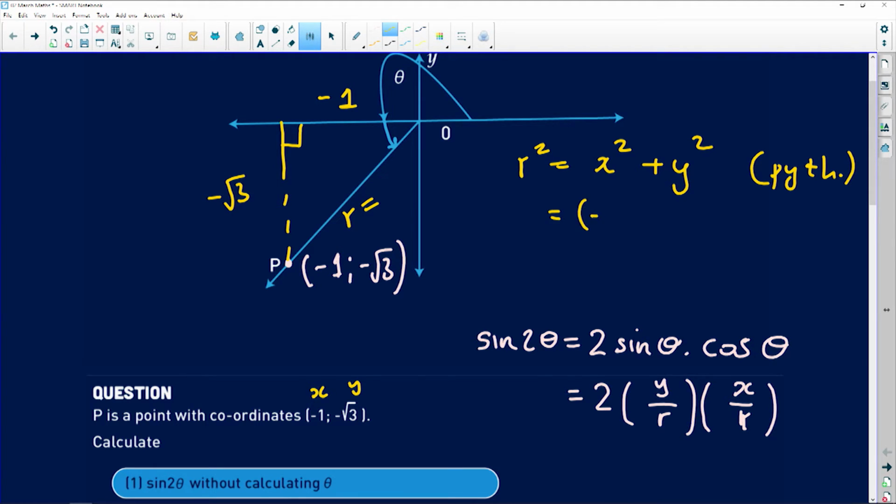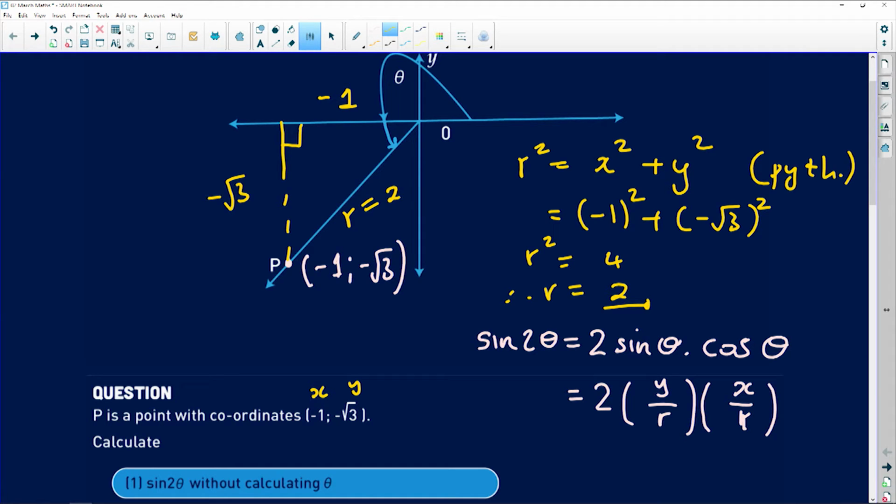So if you sub in your x value, which is -1 squared, and you sub in your y value, which is minus the square root of 3 squared, and then you work this out, that's going to be 3 plus 1, which is 4. So your r squared is 4, and then the r value is going to come out as +2. Remember, x can be negative and y can also be negative or positive, but r will always be a positive value. So I got my r value as exactly equal to 2.